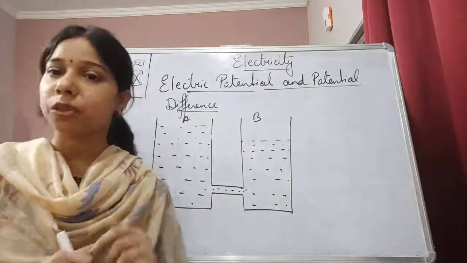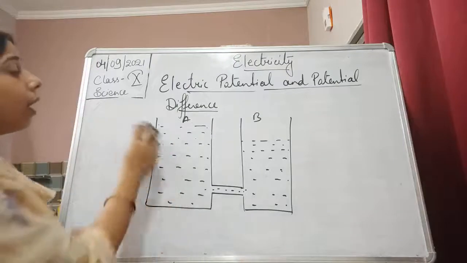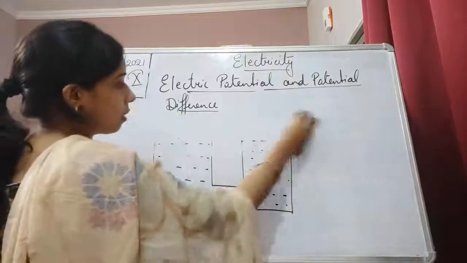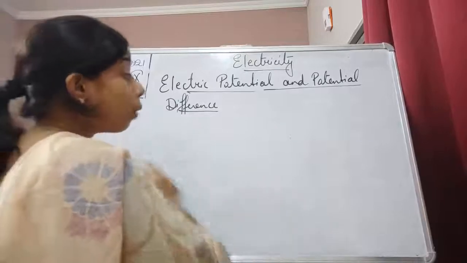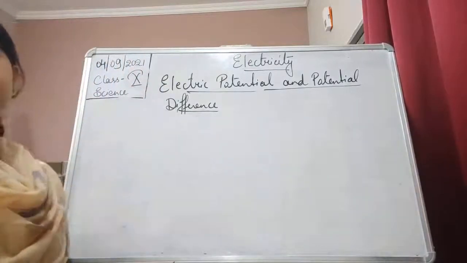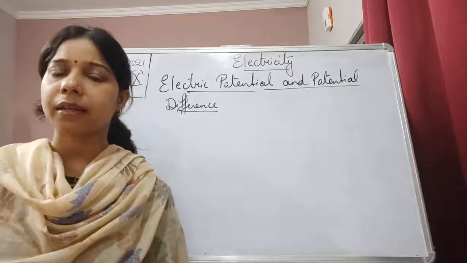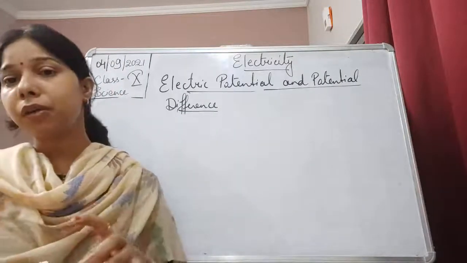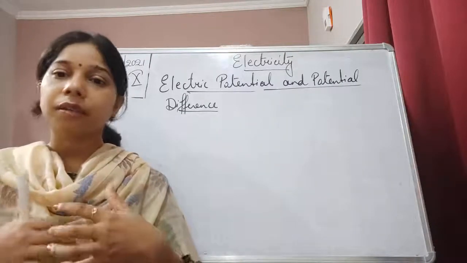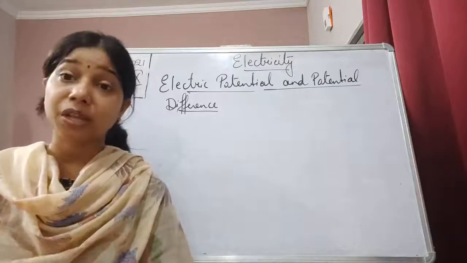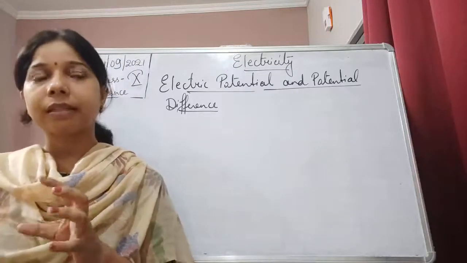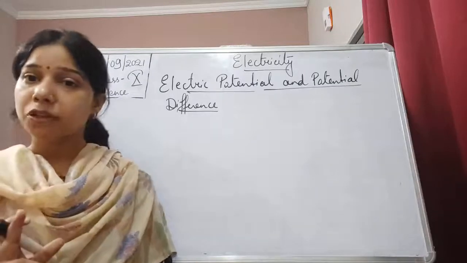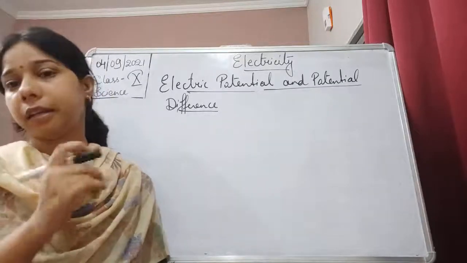With the help of this, we can also understand electric potential difference. Now see here, what is electric potential and how is it generated? Obviously, it is not related to a water tank here. Here it is related to the chemical reaction that takes place inside the cell, inside the battery, which generates a positive charge and a negative charge.